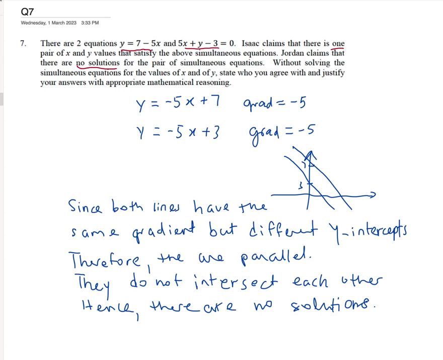So if you have the main points here, which means parallel, do not intersect, no solutions, right? Same gradient, and you show that they have the same gradient. So all these are the points that are important for you to get a full mark.